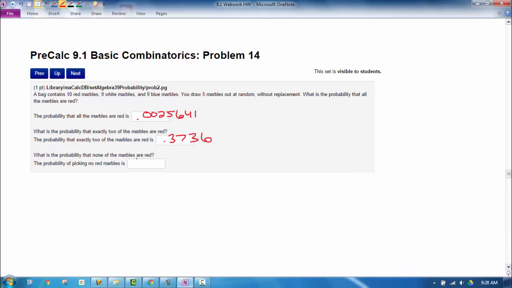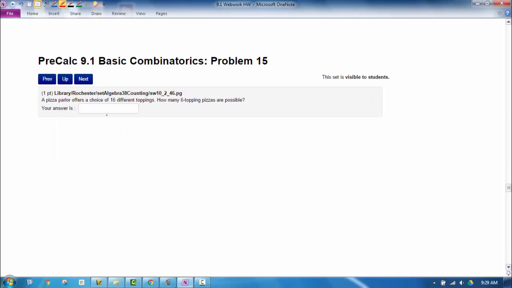And then the last one, we're going to choose the marbles such that none of them are red. That's 18, choose 5, because there's 18 marbles that are not red. And then divided by the total, 28, choose 5, where order doesn't matter. That gives you about 0.0872.